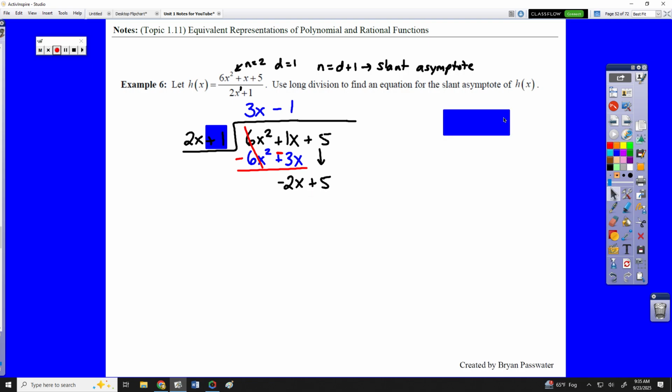Get those covers out of the way. Now I'm going to do negative 1 times my binomial, and I'm going to write it underneath. So 2x times negative 1 is negative 2x. 1 times negative 1 is negative 1. Draw the line, change both signs, and add down. And again, this should always cancel. It canceled here. It should cancel here. So if it doesn't cancel, you have done something wrong. Now when we add down, we have 6. Now 6 is the remainder, but we don't care.